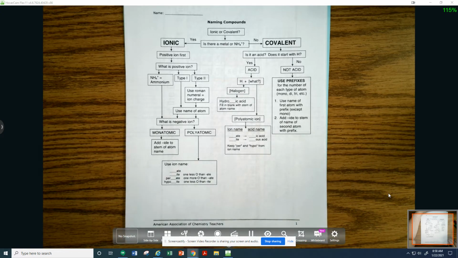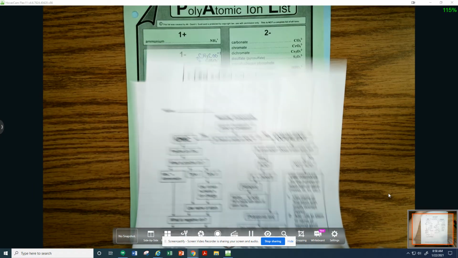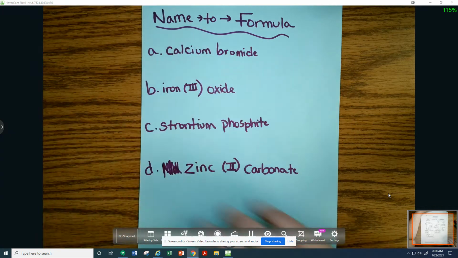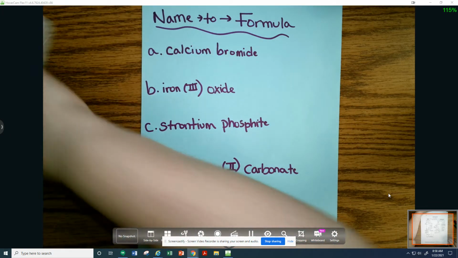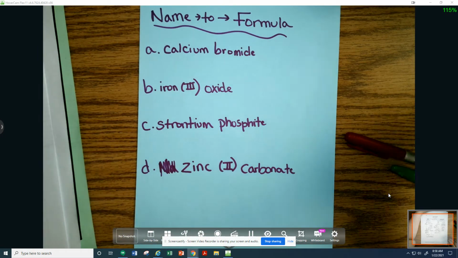So I've got a few example problems just to help you decide what's appropriate. I've got my periodic table and polyatomic list for that. I just wrote up some quick examples, and I have 8 total examples. Four are going to the formula, and the other 4 are going in the reverse direction.